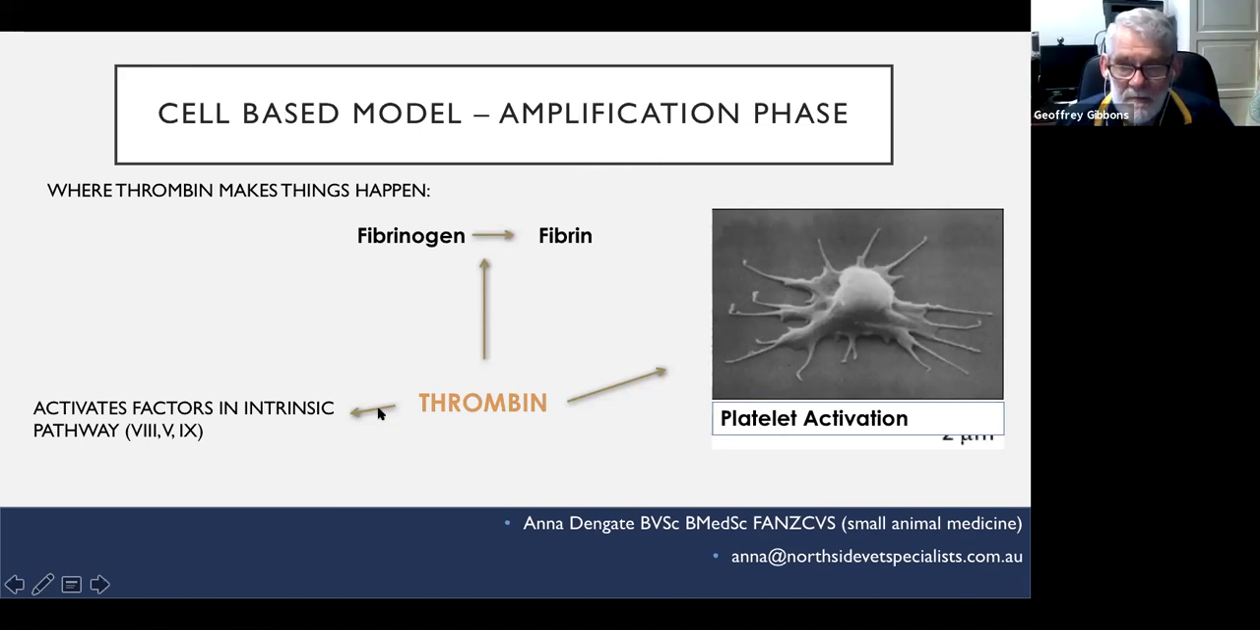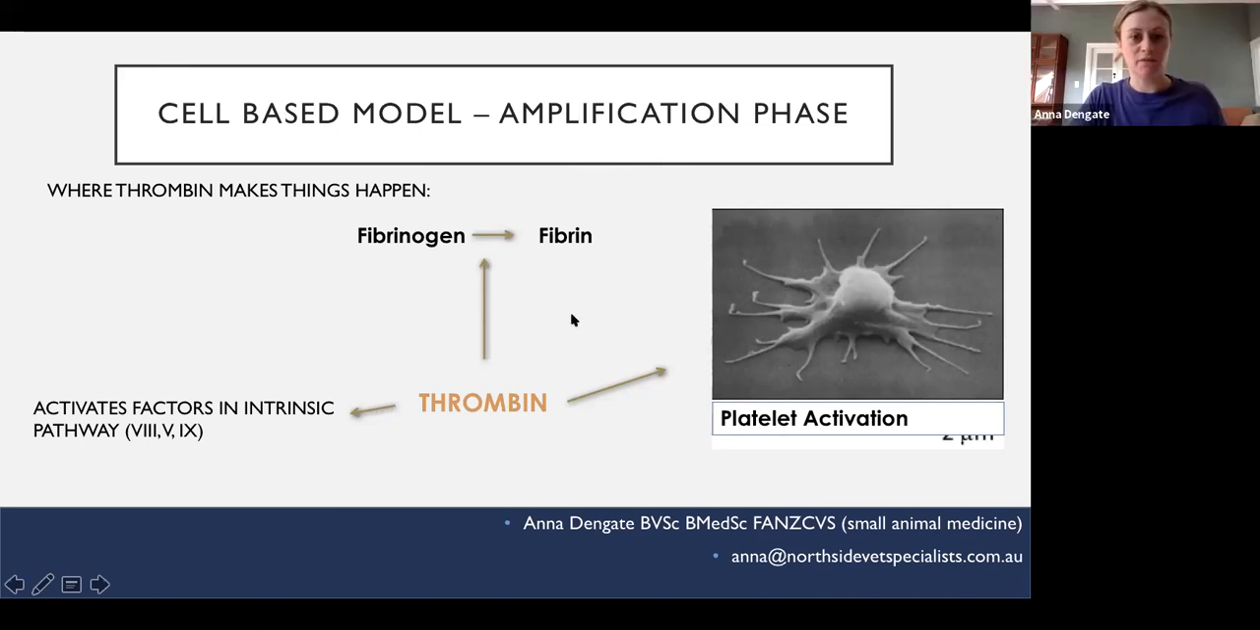Yeah. So amplification: we've got thrombin, 3 different pathways, developing fibrin, activating the intrinsic pathway to perpetuate coagulation, and activating platelets to localize coagulation.